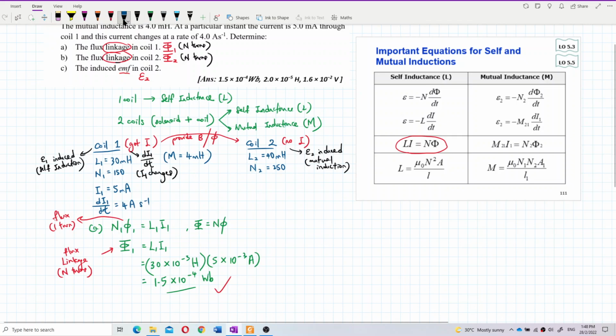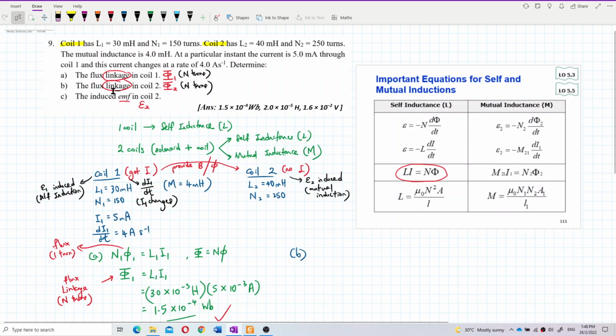Now let's look at question B. Now I want to find flux linkage in coil 2. Remember, the flux linkage in coil 2 actually comes from coil 1. Coil 1 has the current, and it provides magnetic flux for coil 2. So this one is mutual induction. We want to find flux linkage, so you can use this formula: n phi, which is n multiplied by small phi, gives you capital phi, the flux linkage. So we're going to use this formula.